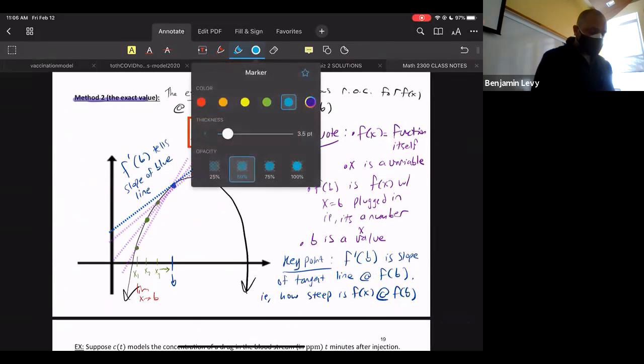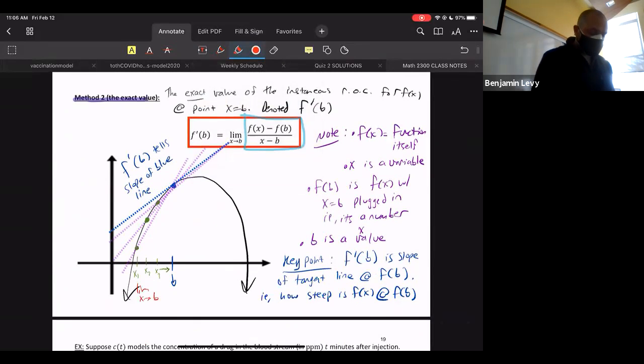except now we have this limit part of it, right? And the idea is as x approaches b, the average rate of change becomes the instantaneous rate of change, right? So we're really trying to calculate this blue line right here that I'm kind of highlighting. That's the instantaneous rate of change, and we get at it using this idea of a limit. So that's where I left off.